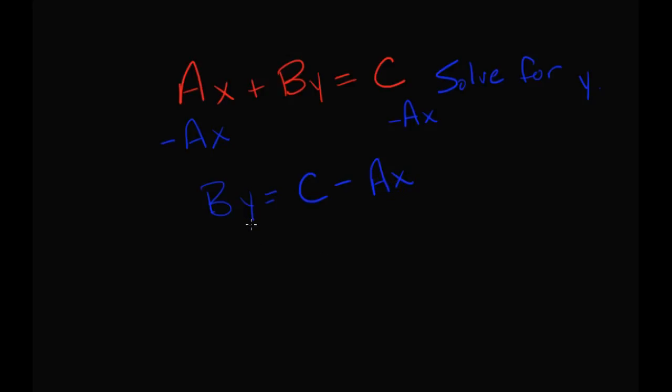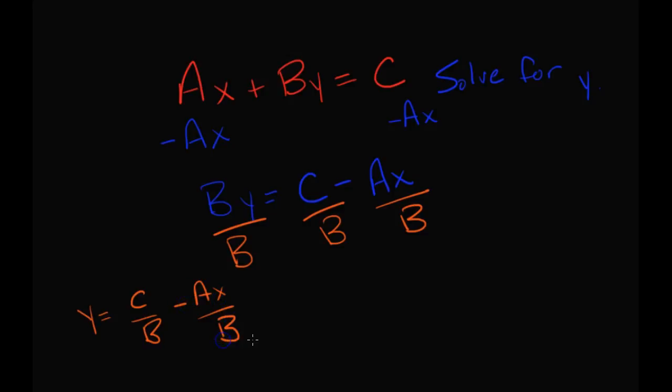Now I have the term with my variable alone on one side of the equation. What I do now is get rid of this b, and we would get rid of the b by doing division. So we have a couple of choices here. We can divide everything on the other side by b. So one possible solution is y is equal to c over b minus ax over b.